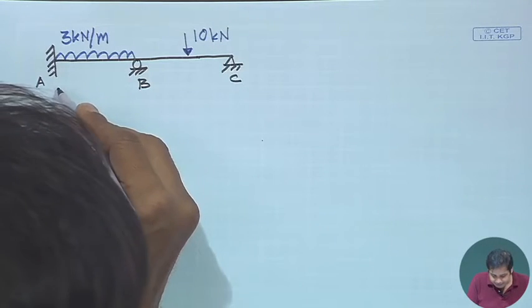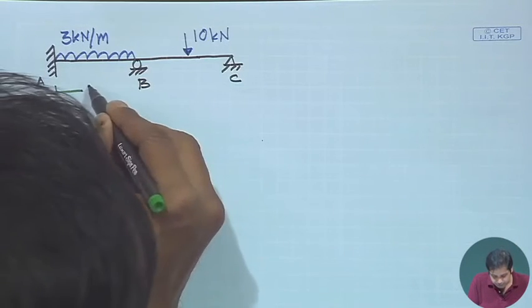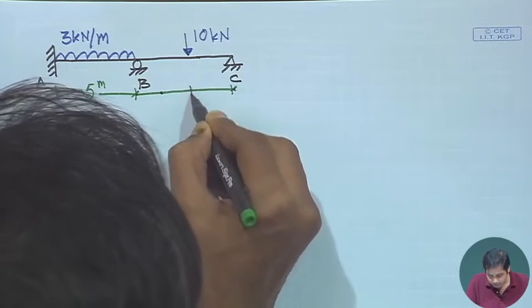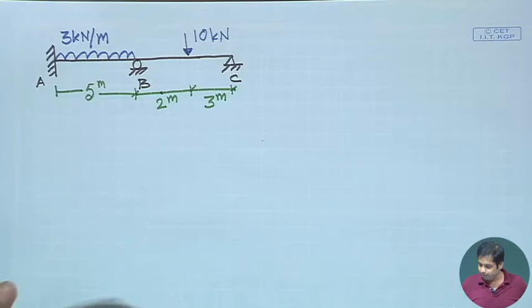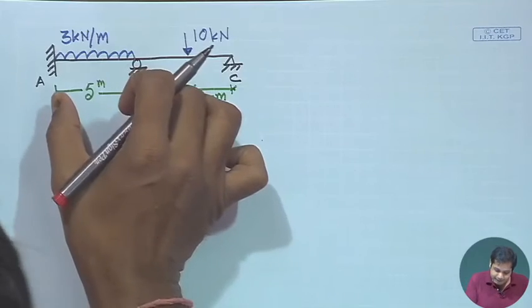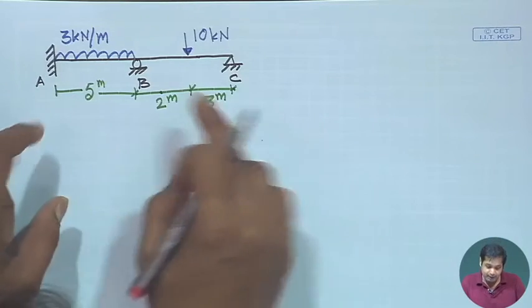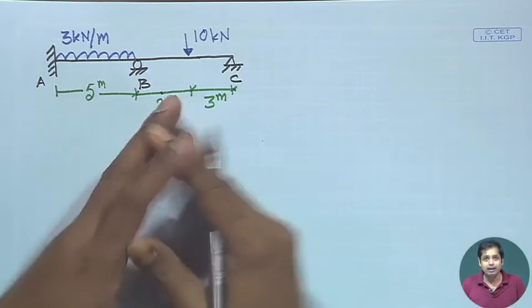This length is 5 meter, and this is 2 meter and 3 meter. This is the problem. Now, step 1: we consider the members AB and BC separately, apply the slope deflection equation for member AB and member BC separately, and then combine them through equilibrium equations.